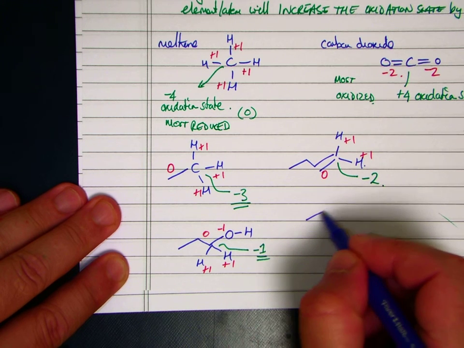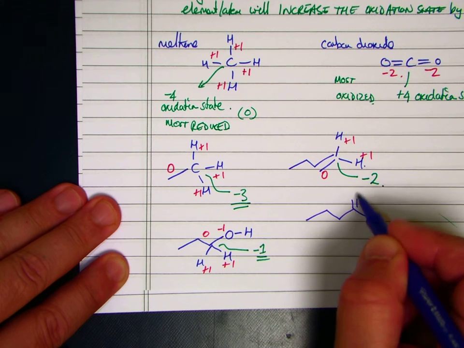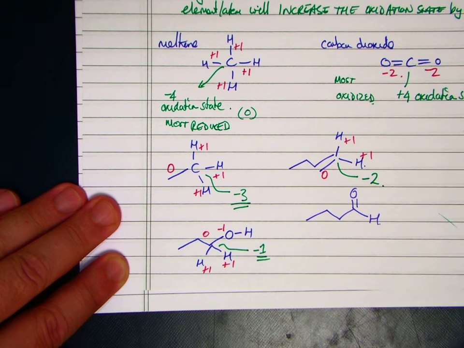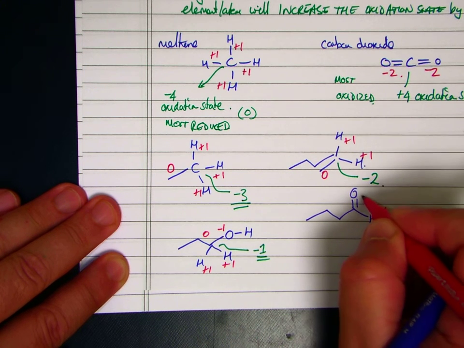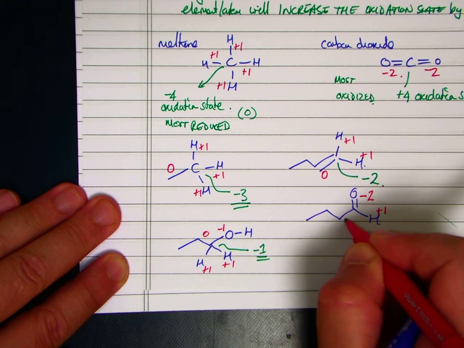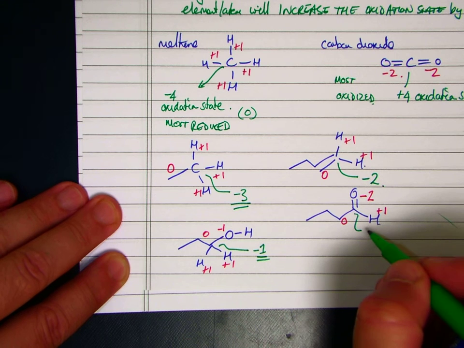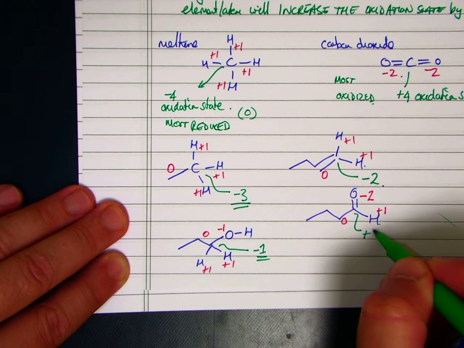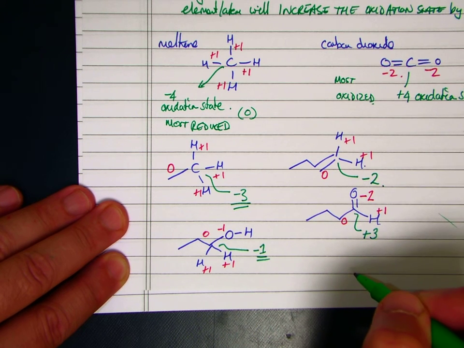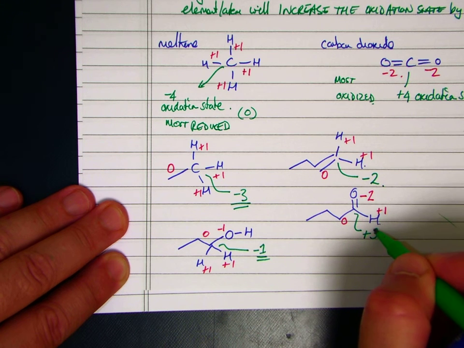If we look at an aldehyde, here we have a center, we've got +1, -2, and this is 0. So clearly over here we must have plus 3. Is that correct? Minus 2 plus 1. So plus 1. I apologize. That's plus 1.